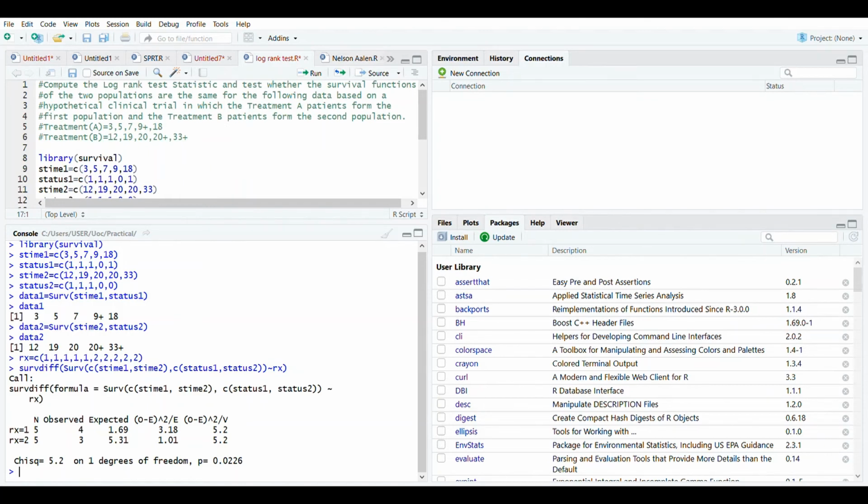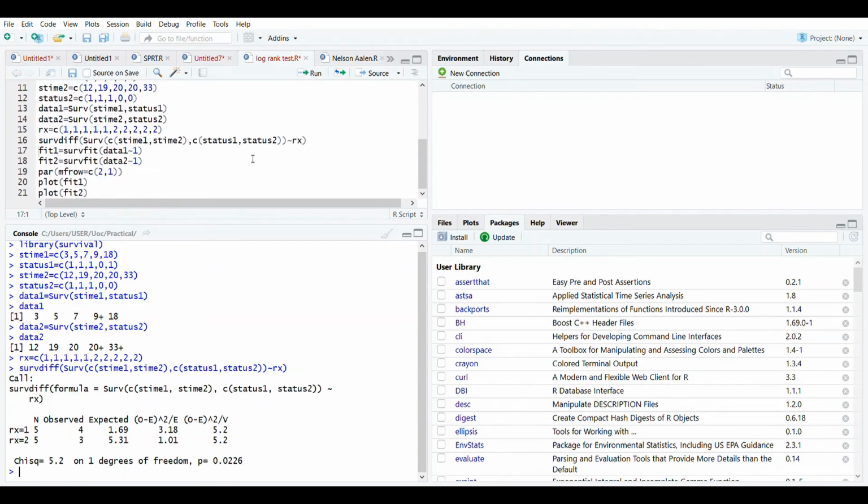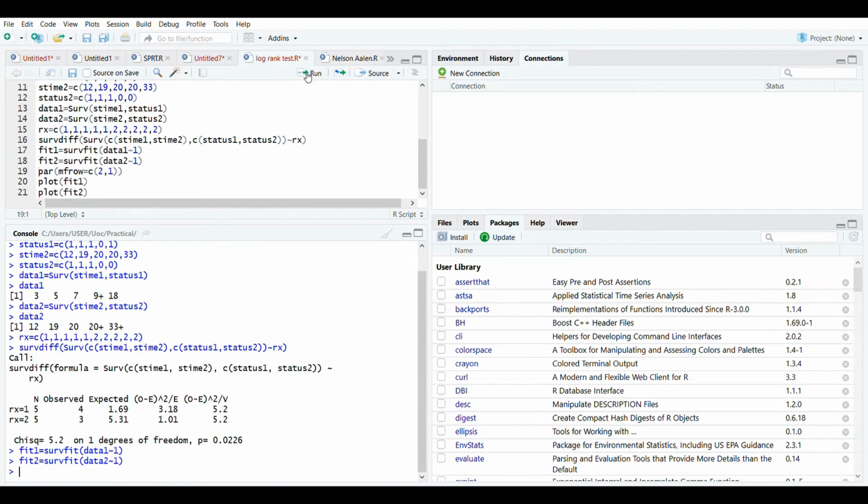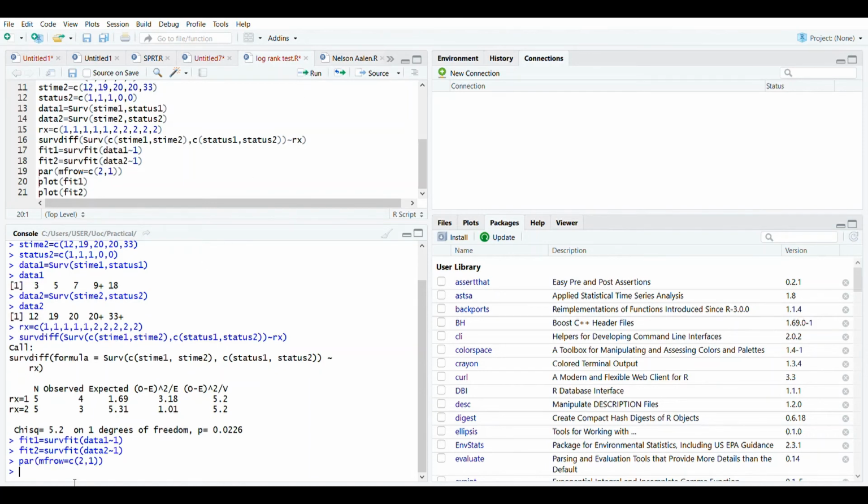Now we will plot the graph of the survival function for both populations. For that, we give fit1 = survfit(data1 ~ 1) and fit2 = survfit(data2 ~ 1), and to get the two plots in a single window, we give par(mfrow = c(2,1)). So the dimension of the plot will be 2 rows and a single column.